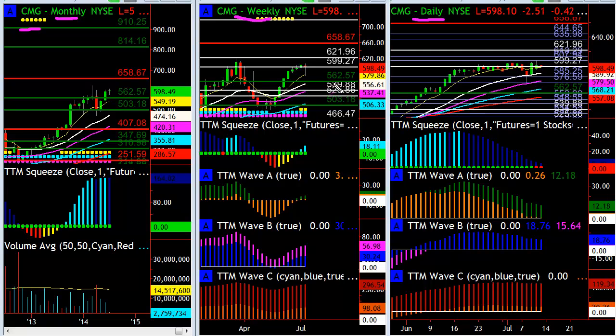And the first thing we want to know is just what is the momentum on this thing? So we want to look at the waves. Are the waves all above zero? C, B, and A. On the daily chart, yes. C, B, and A. On the weekly chart, yes. And these are also represented by these dots here.